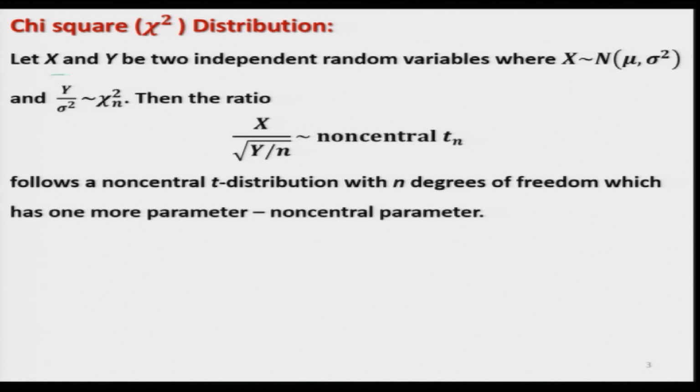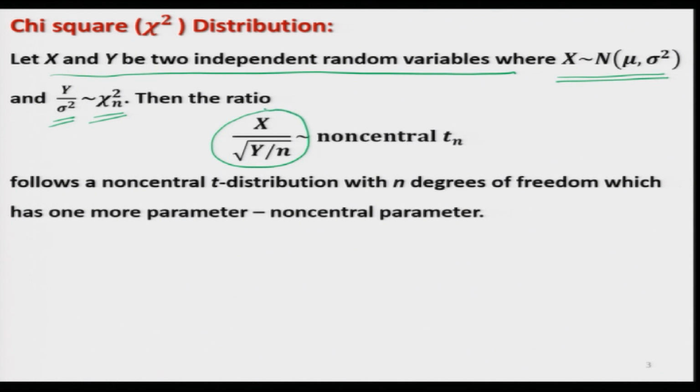So, if x and y are two independent random variables such that x is following a normal distribution, but definitely here the mean is not 0 and variance is not 1, right. But now we can define our y here as, say, y upon sigma square follows chi square with n degrees of freedom, right. So, what will happen is that the mean is not going to be 0. Then, in case I try to consider this ratio x divided by square root of y by n, this will follow a non-central t distribution with n degrees of freedom, right.